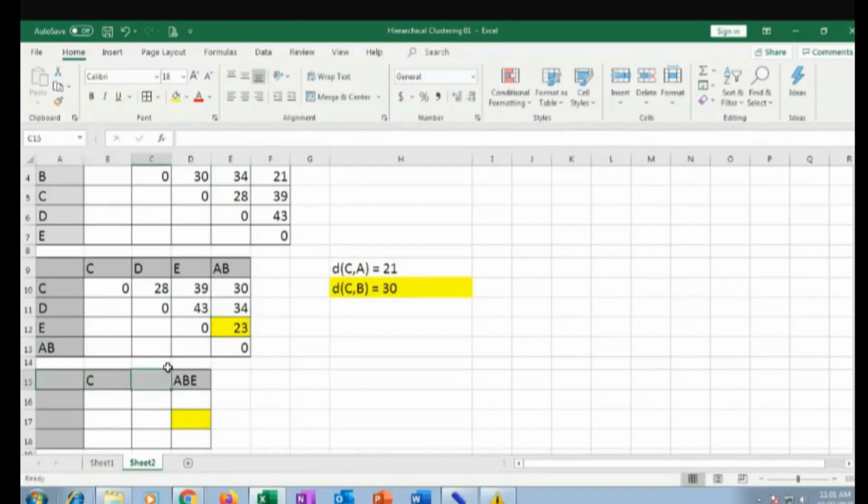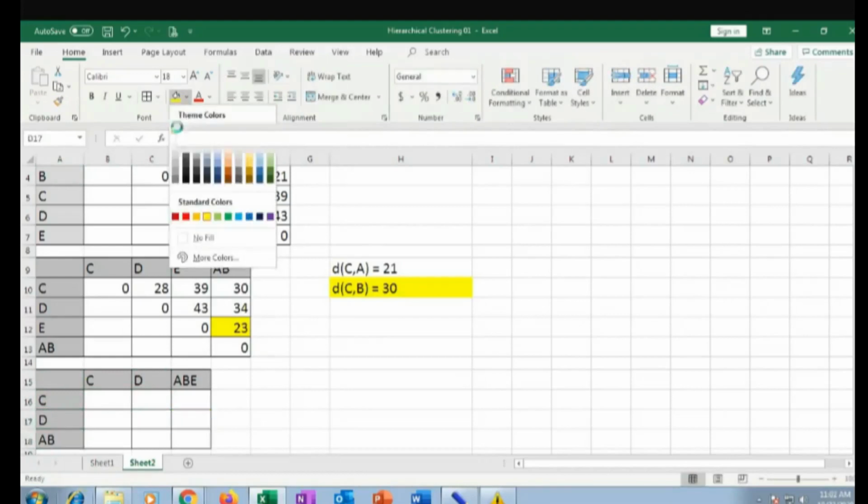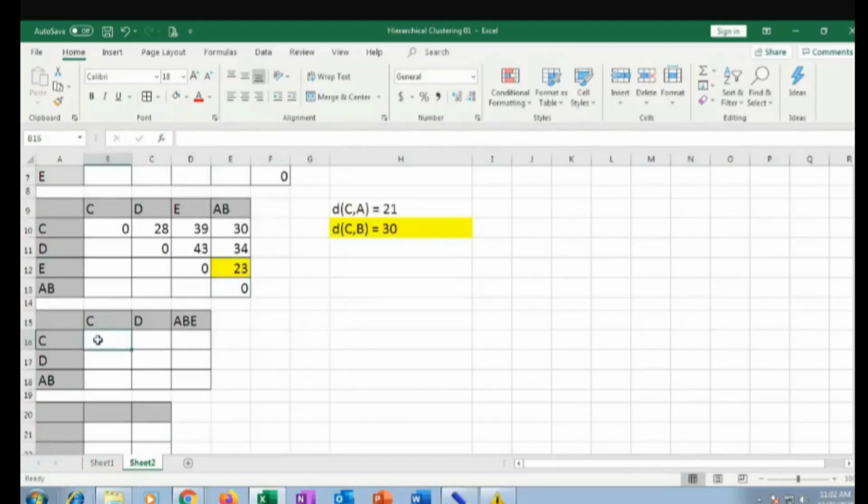Okay, and then your C and D. So C, D and AB. Okay, I'll just clear this. Now C to C is 0, D to D is 0, AB to AB is 0. C to D is 28, I will put 28 as it is. C to ABE, what will be the value? 39. What is the maximum? 39. D to ABE, 43 and 34. What will you put? You will put 43.